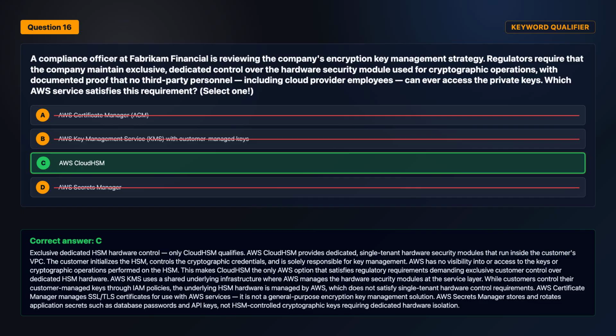AWS Certificate Manager manages SSL/TLS certificates for use with AWS services. It is not a general-purpose encryption key management solution. AWS Secrets Manager stores and rotates application secrets such as database passwords and API keys, not HSM-controlled cryptographic keys requiring dedicated hardware isolation.